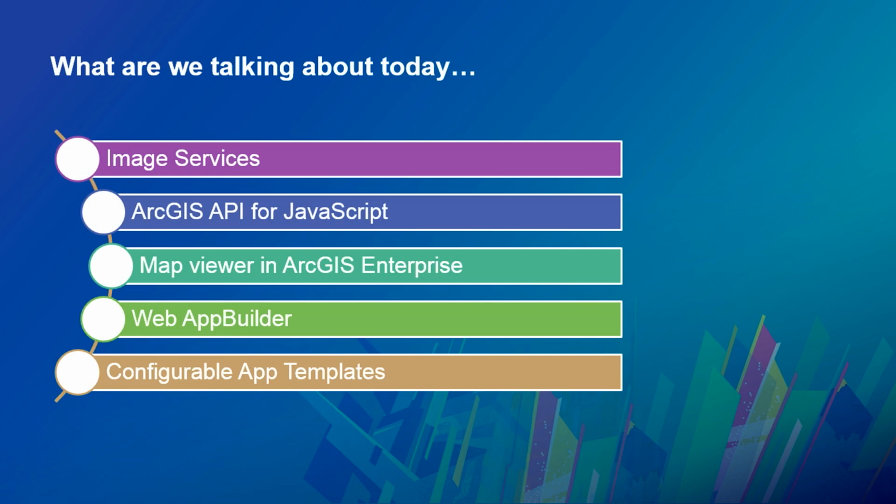So we're starting with image services, and how image services can be leveraged within the ArcGIS API for JavaScript. Then some of the authoring tools provided through your map viewer in ArcGIS Enterprise, and a smaller subset provided just through ArcGIS Online, that you can use to create your layers and then use them throughout your ArcGIS platform. Then we'll be looking at imagery capabilities included in the Web AppBuilder, and finally at the configurable app templates for imagery that are provided. So as you can see, we have quite a bit of ground to cover.